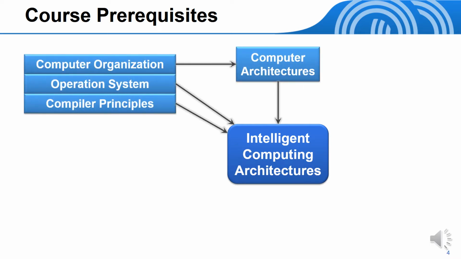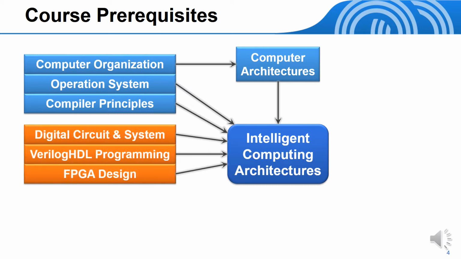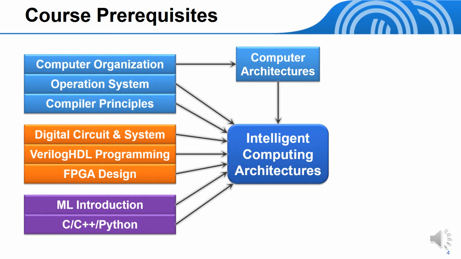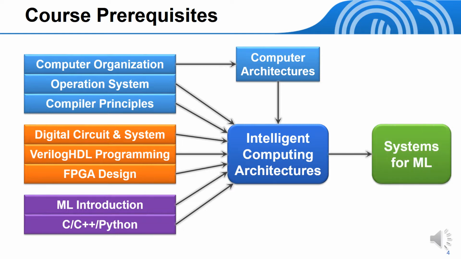Firstly, students have to take courses including computer organization, operating systems, compiler principles, as well as computer architecture. Some circuit and system development courses are also required, including digital circuits and systems, the Verilog hardware description language, and FPGA design. And also some basic introduction to machine learning methods and C or Python programming skills. After finishing our course, students could further take the course on systems for machine learning.